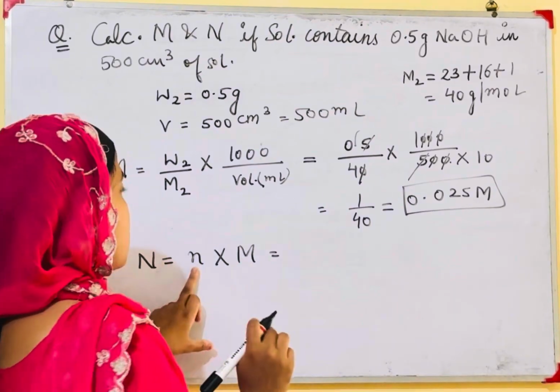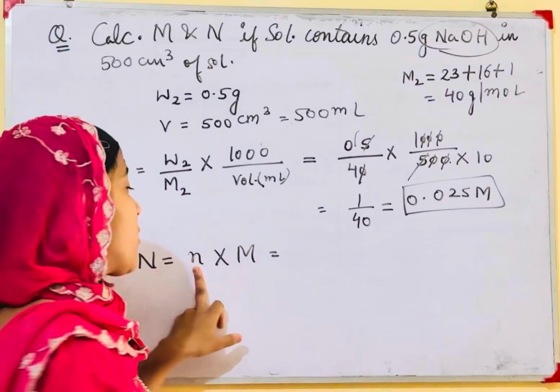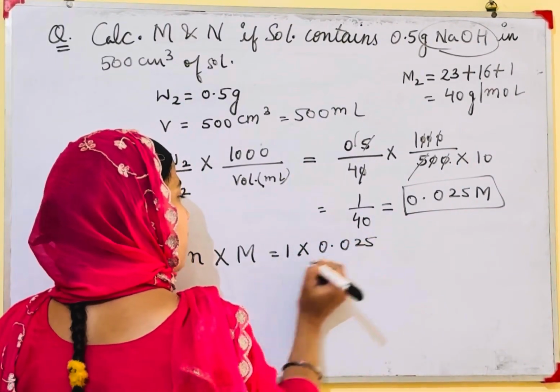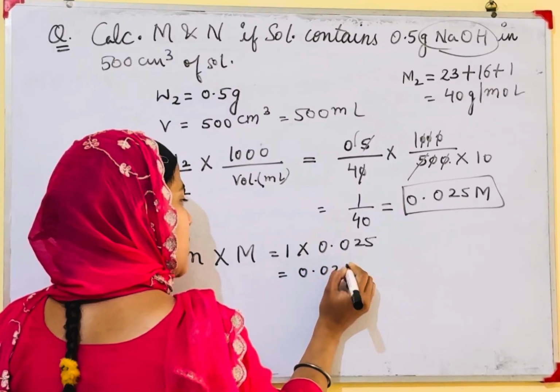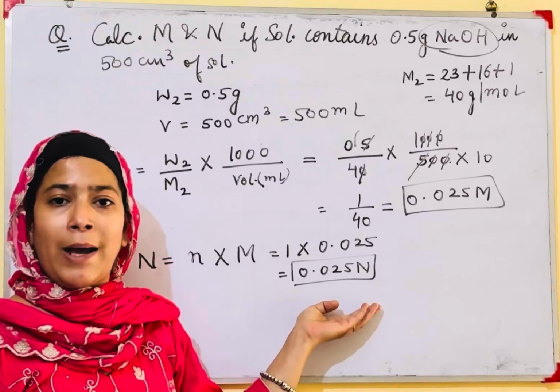This n means here this is a base. The acidity of this sodium hydroxide is 1. So 1 multiplied by 0.025 will become 0.025 normal. This is one way to calculate normality.